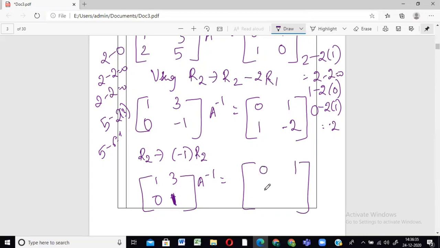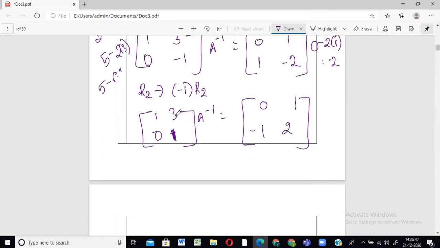R1, no change. Here it becomes -1 and 2. Alright? Okay. A22 is also made 1. Now the only element is this thing. इसी को अभी बस 0 बनाना है. 3 को 0 बनाना है. How will we make that?